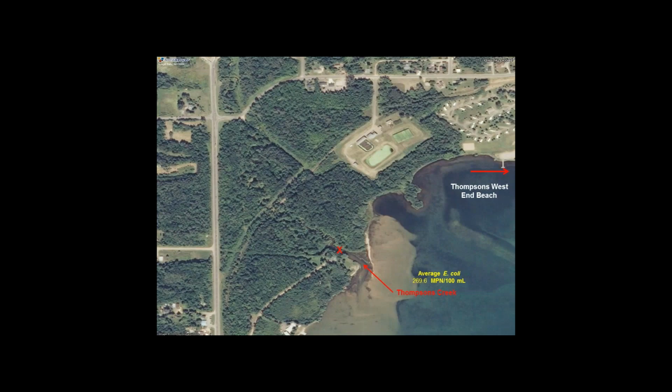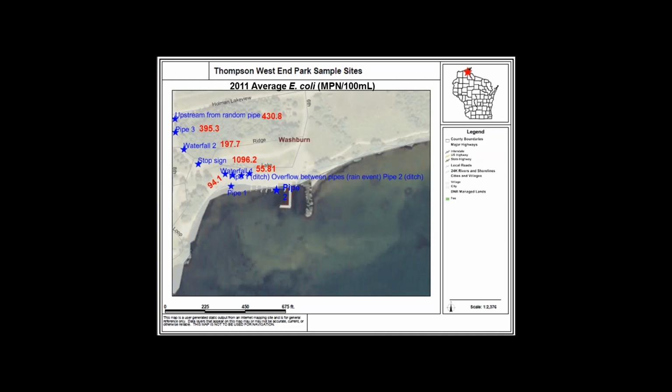Then we look a little bit farther. So here's our RV park again. A little bit farther, here's our wastewater treatment plant. And then here's Thompson's Creek again. A little bit of E. coli coming out of there, because everybody said it's got to be the wastewater treatment plant. It's the wastewater treatment plant. But really, we don't see that. And so in this particular case, we saw some elevated numbers, but it's hard to say what caused it.